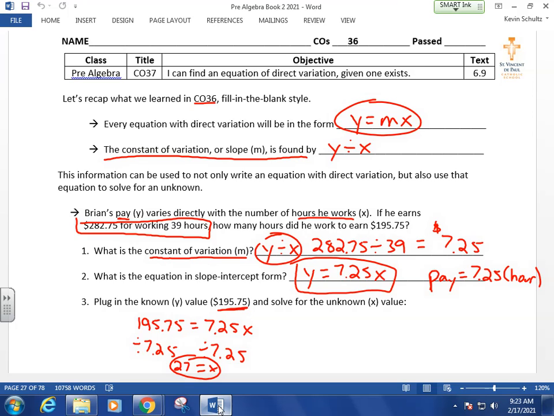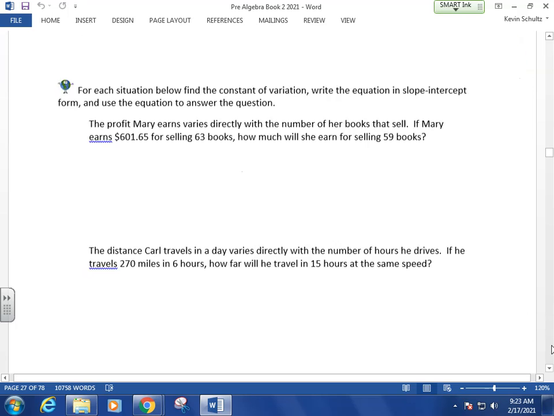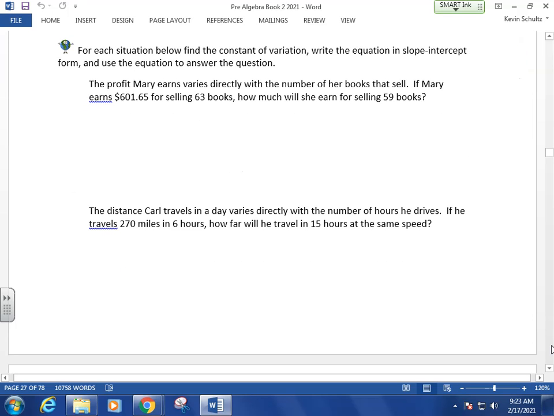Okay? So when we go down to the next one here, where it says, the profit Mary earns varies directly with the number of her books that sell. If Mary earns $601.65 for selling 63 books, how much will she earn for selling 59 books? How do we know that we can use our y divided by x to find the slope and use that equation? What phrase in here tells us that direct variation exists? It says varies directly. Right, varies directly. Okay, that's a key phrase there.